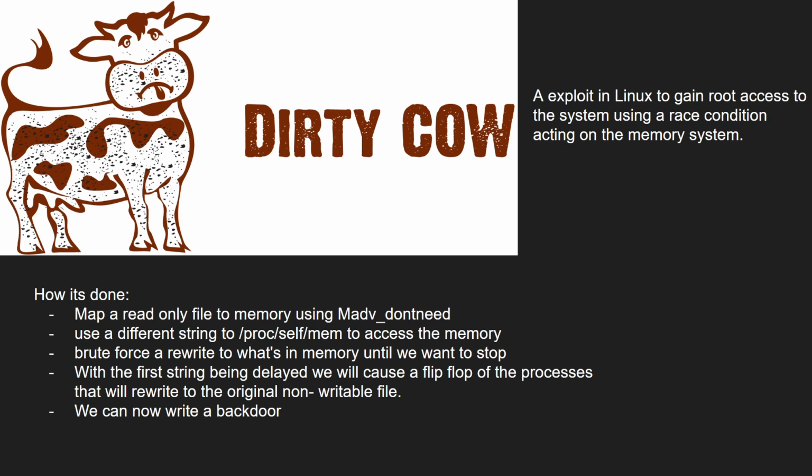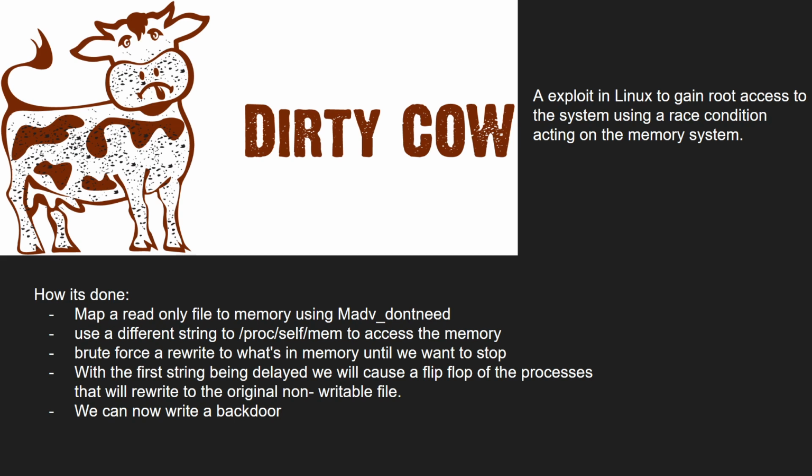So how is it done? We map a read-only file to memory using madvise with MADV_DONTNEED. We then use a different thread to write to /proc/self/mem to access the memory there. We then brute force rewrite to what's in memory until we want to stop. And with the first thread being delayed, we will cause a flip-flop of the processes that will rewrite to the original non-writable file. And then from this, we could do things like write in a backdoor to root, and then we have access to it.